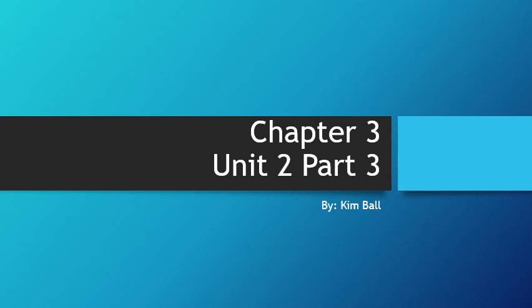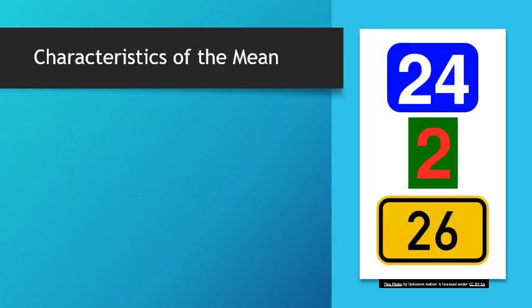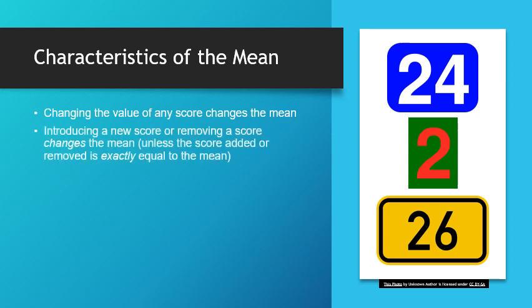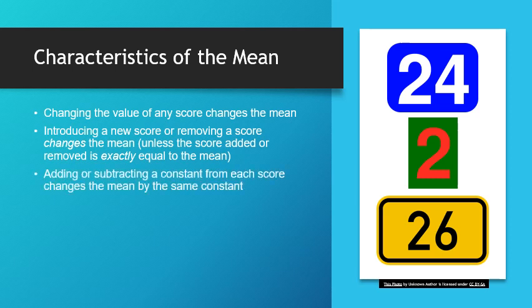Chapter 3, Unit 2, Part 3, Characteristics of the mean. Changing the value of any score in a distribution changes the value of the mean. Introducing a new score or removing a score also changes the mean, unless the score you add or remove is exactly equal to the mean, which is very uncommon.